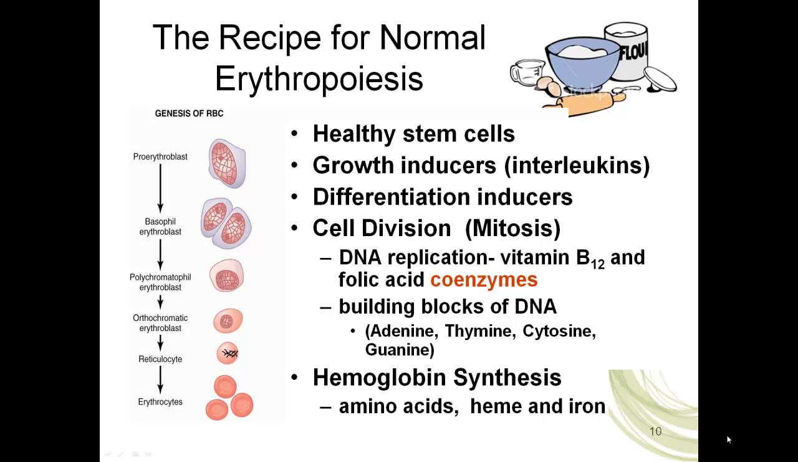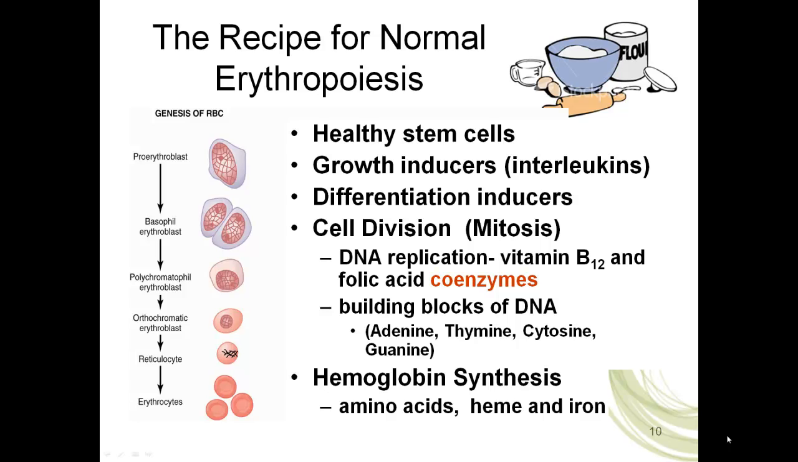Pay attention. In order to replicate your DNA correctly, so that a cell can divide, because the DNA synthesis phase is a precursor to the mitotic phase, you need coenzymes. And I'll explain what a coenzyme is. But coenzymes, vitamin B12 and folic acid, are extremely important for DNA synthesis. And that is a prelude to cell division. We also need ample amounts of nucleotides like adenine, thymine, cytosine, and guanine.